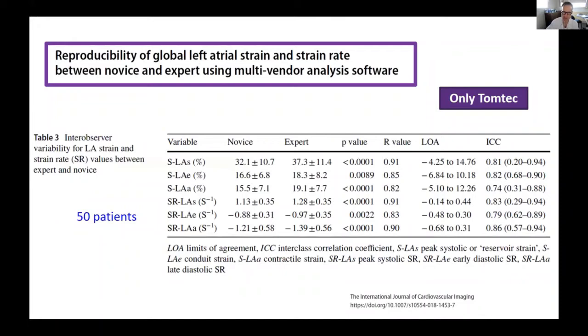This assessment of LA strain is quite robust. It has been demonstrated, for instance, in that study when you use the TomTec software, but it has also been demonstrated when you use the GE software. So the measurement of LA strain is a little bit less robust than the GLS that you can record for the LV, and that will be discussed by Victoria Delgado just after me, I think. But the assessment of LA strain is something that is quite convenient, quite rapid, and applicable in clinical practice.